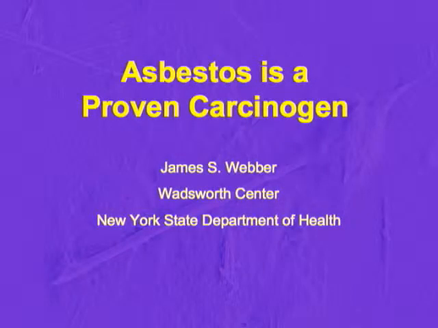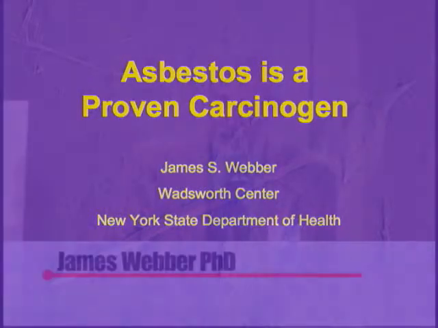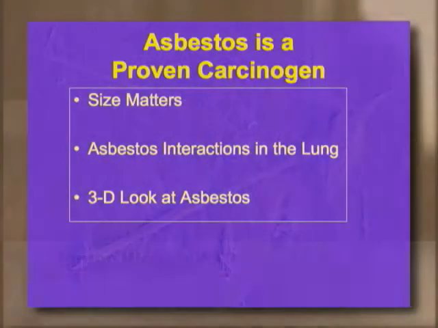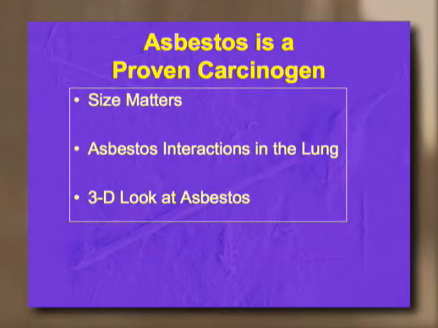I'm going to talk about asbestos and its properties that make it a carcinogen. I find that fascinating, even though it's tragic on an individual level. I'm going to start first by talking about the morphology, the shape of the asbestos that makes it a carcinogen. I'm going to talk about what asbestos does within the lung when it makes it there. Then finally, a 3D look at asbestos.